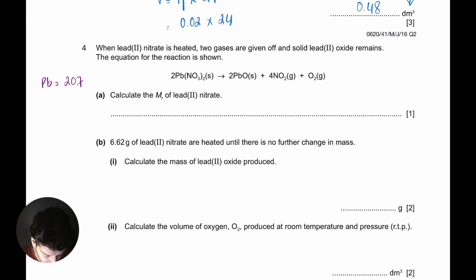Nitrogen. So I'll just figure out the MR for NO3 together, because I know nitrogen and oxygen, we just did it. 14 plus 3 times 16 in one go, 62. So that's going to be 207 plus 2 times 62, which is 331.